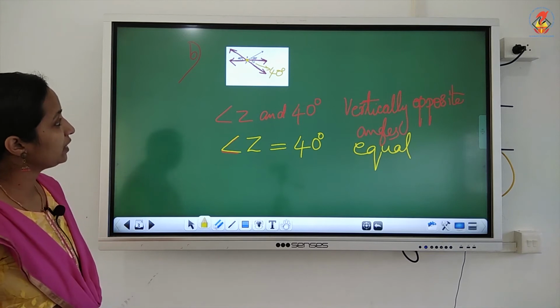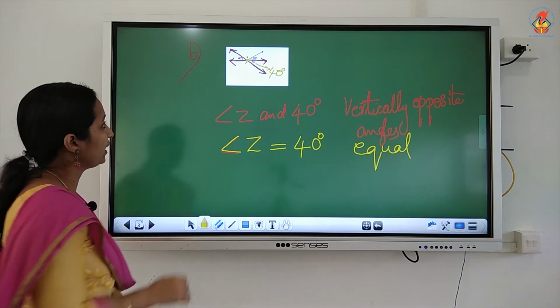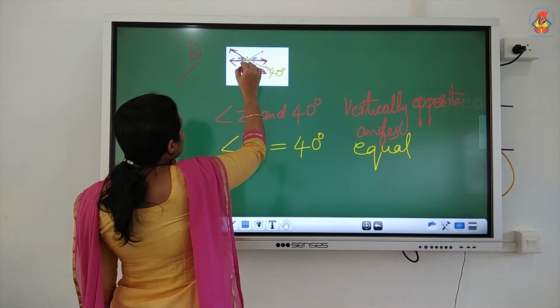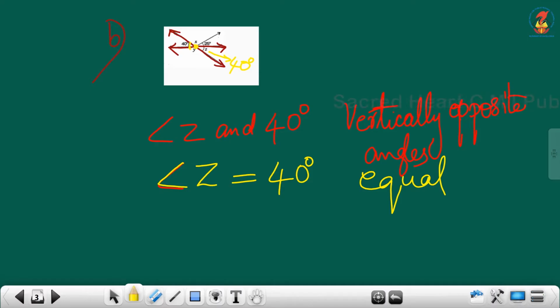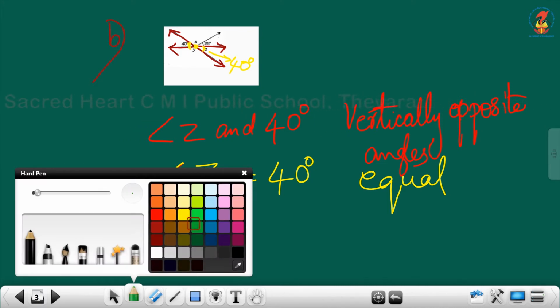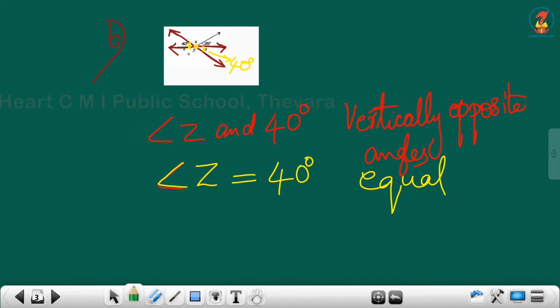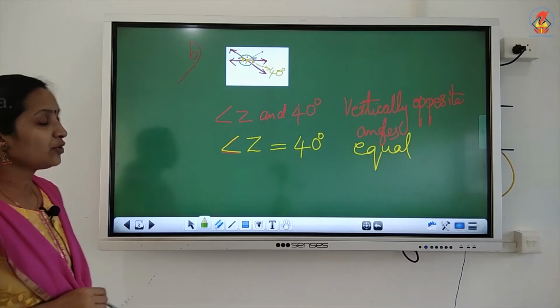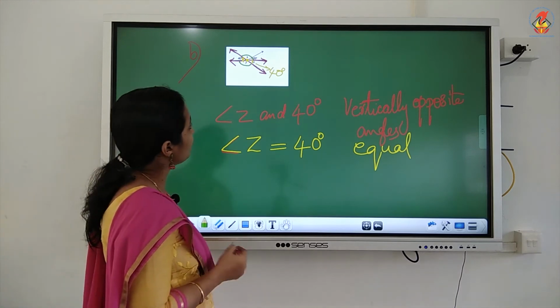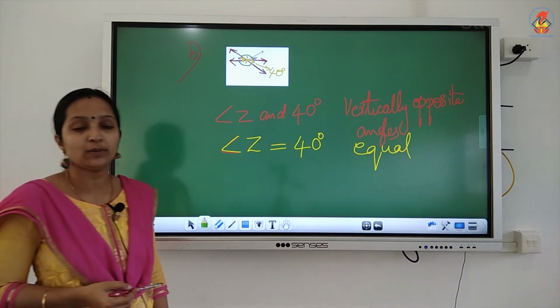Which is the next pair of vertically opposite angles? We already marked this and this as vertically opposite angles, opposite to this vertex. The next pair of vertically opposite angles is this angle and that angle. First we will find the value of x. If we know the value of x, we can easily find the value of y.